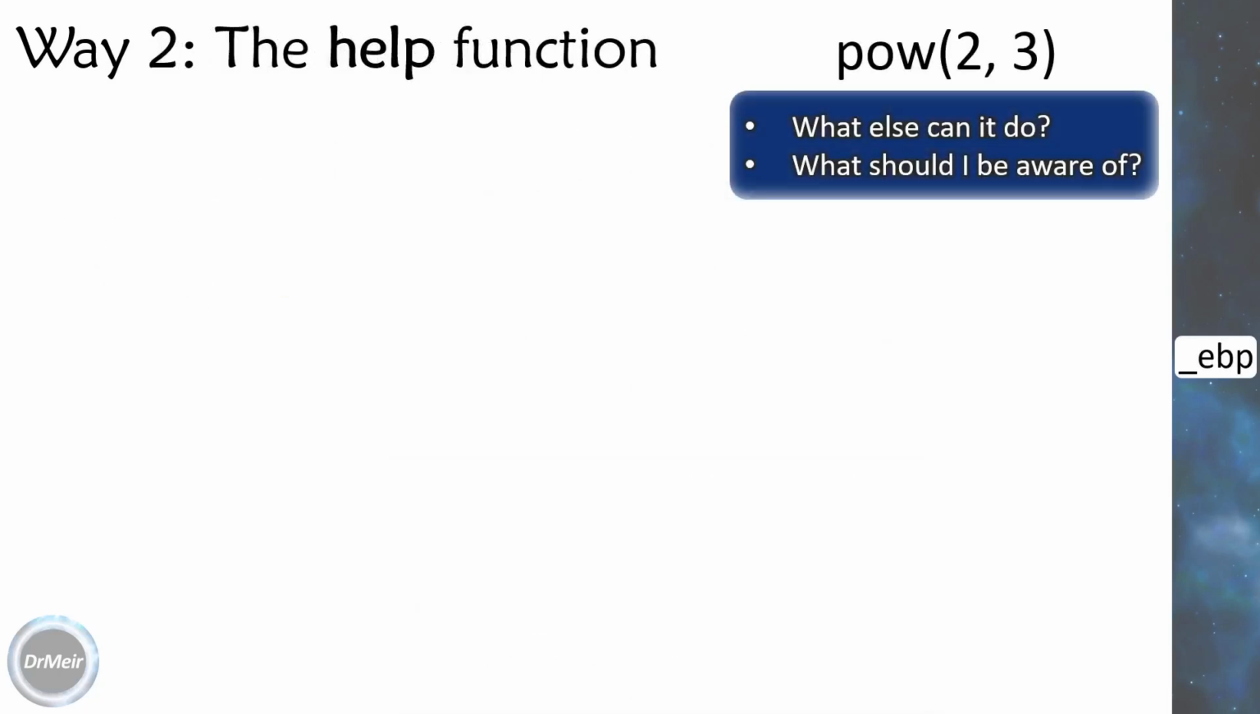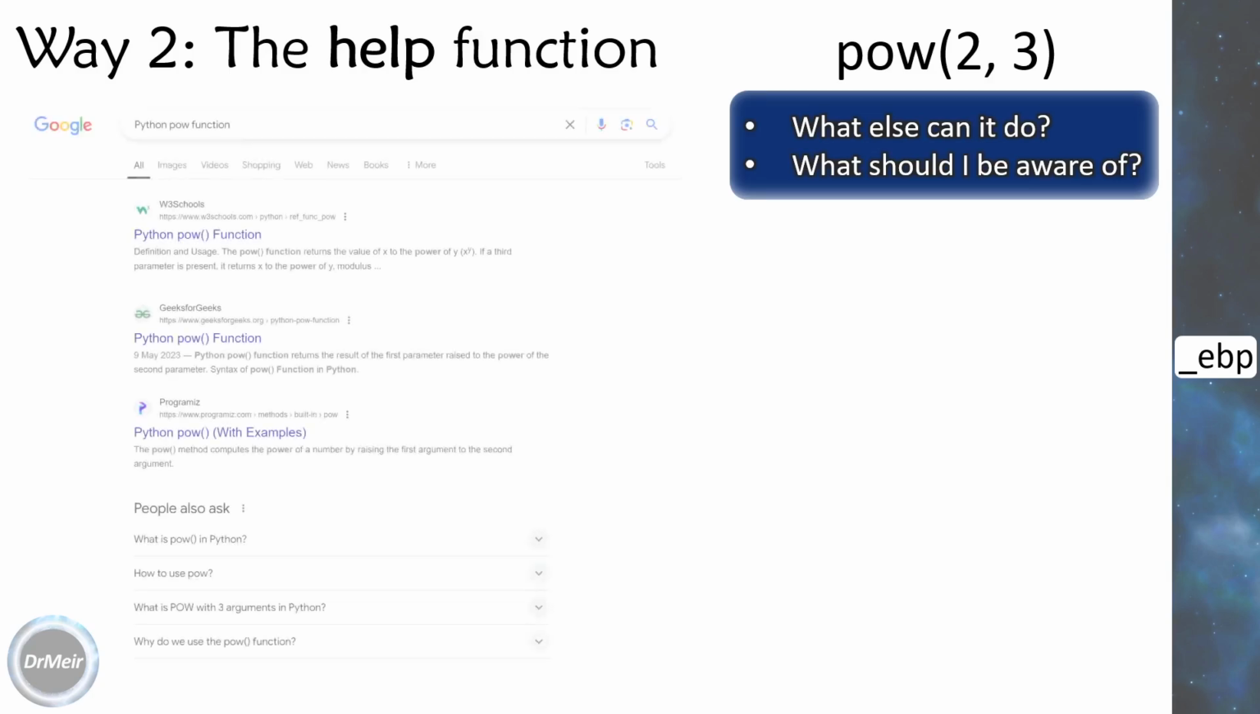Consider a different question. What else can the pow function do? Or, what important aspects of this function should I be aware of? Questions like these cannot be answered by experimenting alone, because we don't know what test to run. I could run a Google search to answer this question, but that comes with several disadvantages.